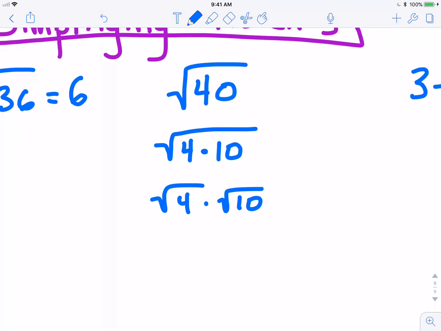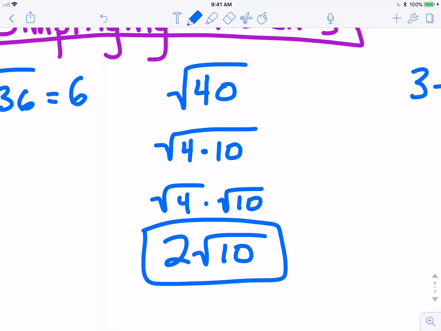Okay, so now what was the whole point of that? Radical 4 I can simplify to 2, and I get 2 radical 10. Now radical 40 and 2 radical 10 are equivalent. I can check this on my calculator, see that they both have the exact same decimal value to tell me that I did this correctly.